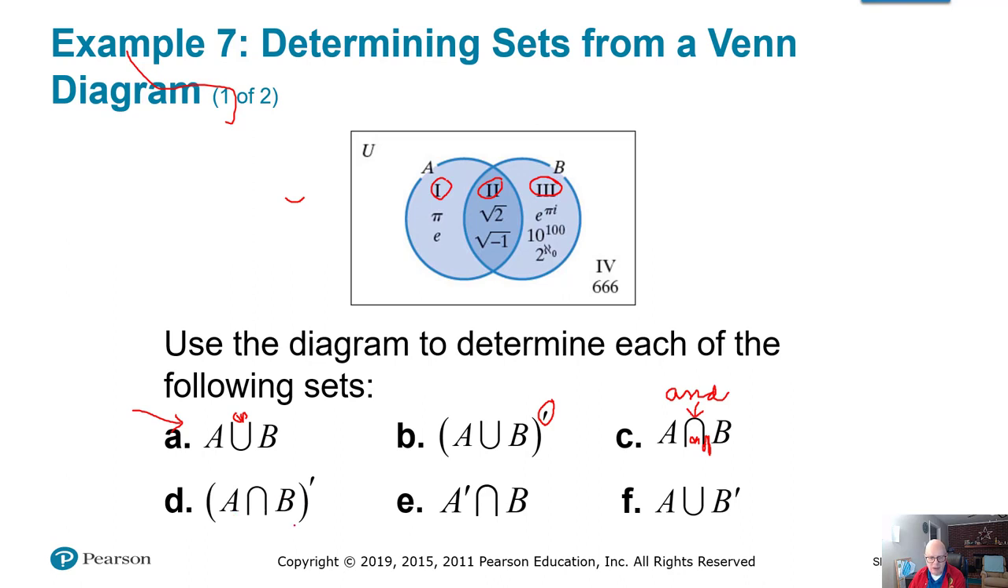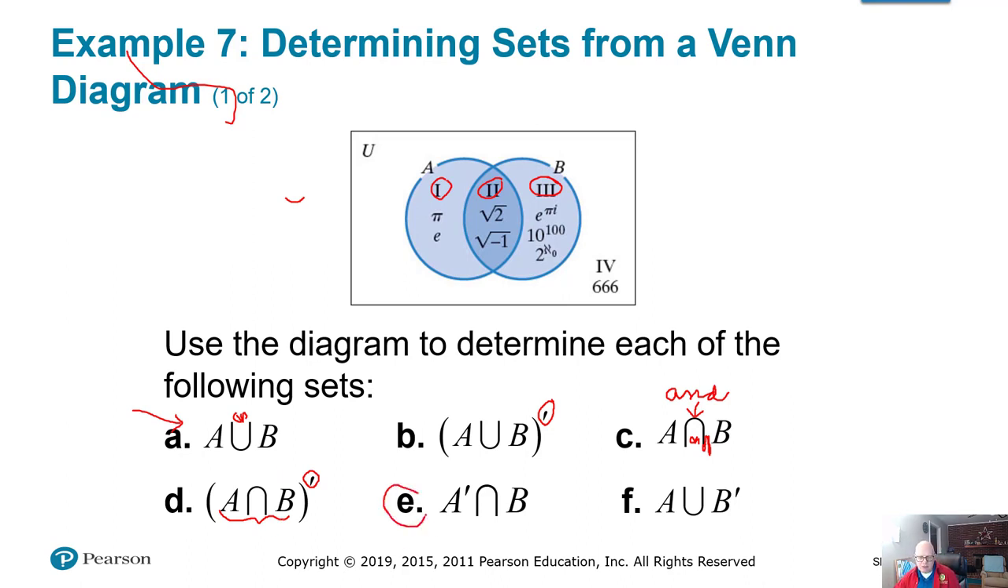Next, we've done that intersection part. Now we want to take the complement of the intersection. So you take everything in the universe and throw out what's in A intersection B.